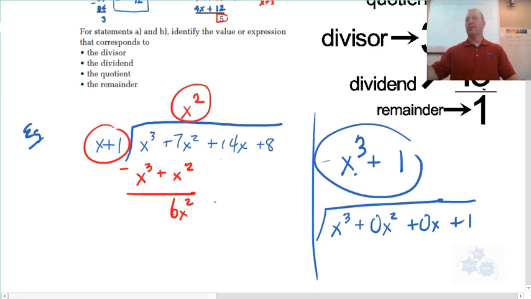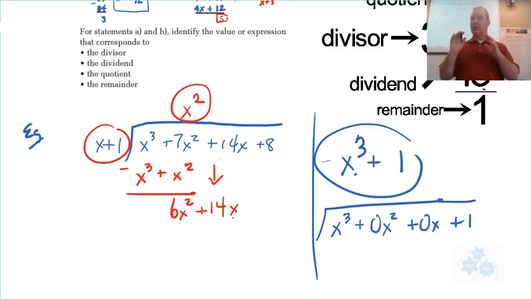You guys should be writing this example down. If you are, good. Yeah, just so you stay with me. Now, after we've done the subtraction, we drop the next term down. So now this becomes a 6x squared plus 14x. And then we start the cycle over again. That's one complete cycle. Okay? Now we start over again.